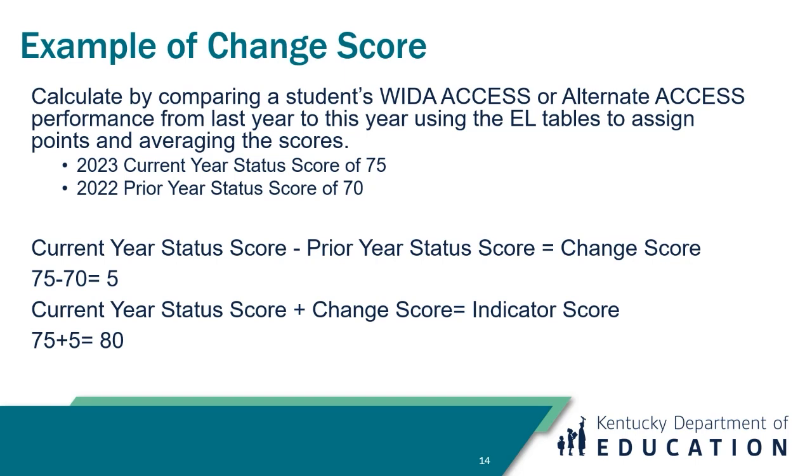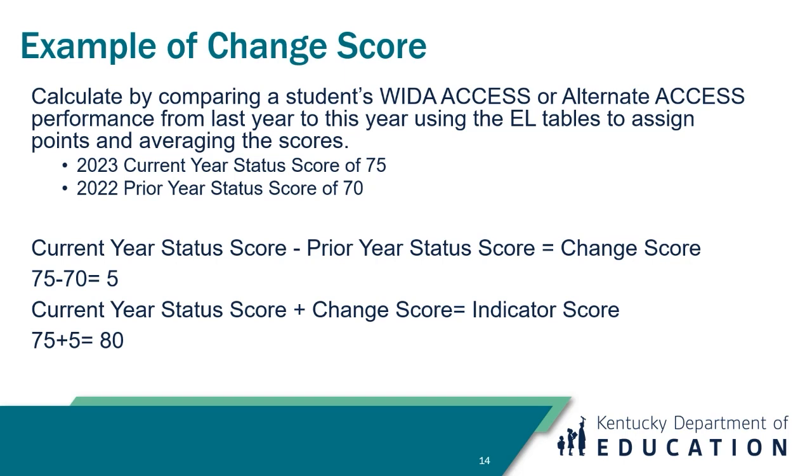For 2023, let's say a school achieved a current year status score of 75. Looking back at 2022, their prior year status score was 70. Now, let's compute the change score. We subtract the prior year's score from the current year's score. In our example, 75 minus 70 gives us a change score of 5.